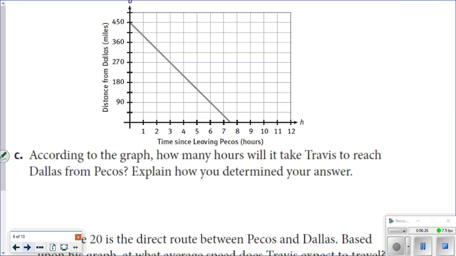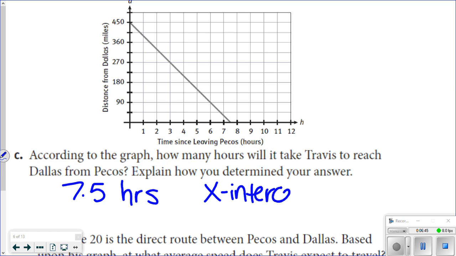Question C. According to the graph, how many hours will it take Travis to reach Dallas from Pecos? Well, we've talked about this. 7.5 hours. How do we know? Because this is our x-intercept. Right? If we look at our graph, it's this x-intercept point right there. When Travis's distance from Dallas is 0 miles, he has driven a total of 7.5 hours.